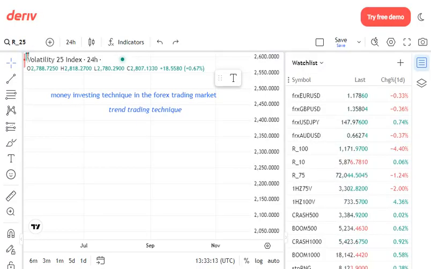Alright, let's read on. What is forex trading? Forex trading, or foreign exchange trading, is the process of buying and selling currencies on the global markets. Unlike stock trading, which involves shares of companies, forex trading focuses on exchanging one currency for another. This happens in pairs such as Euro USD, where euros are traded against US dollar.